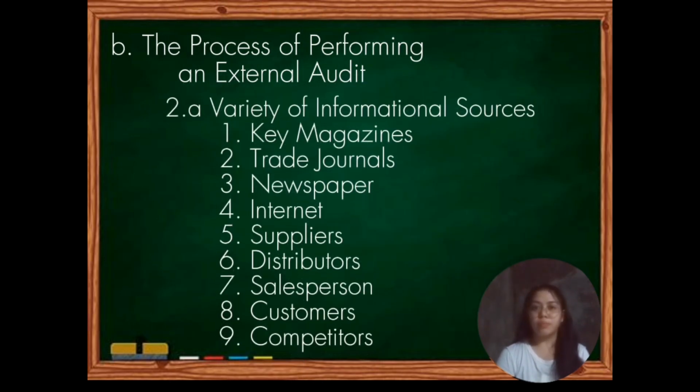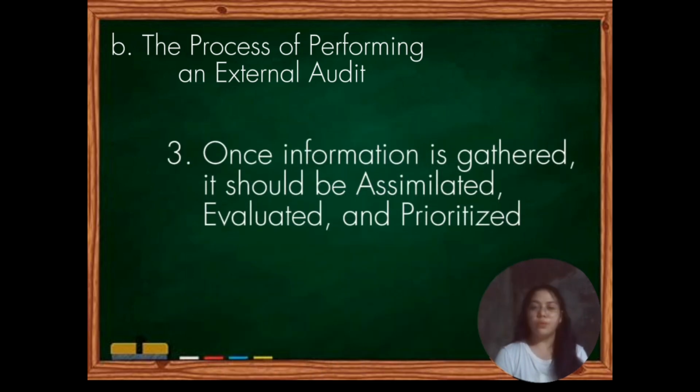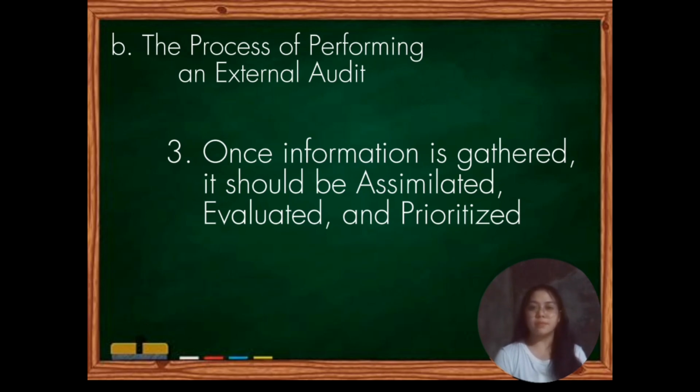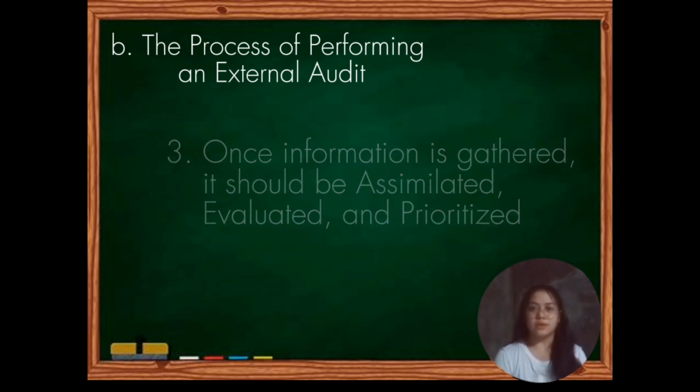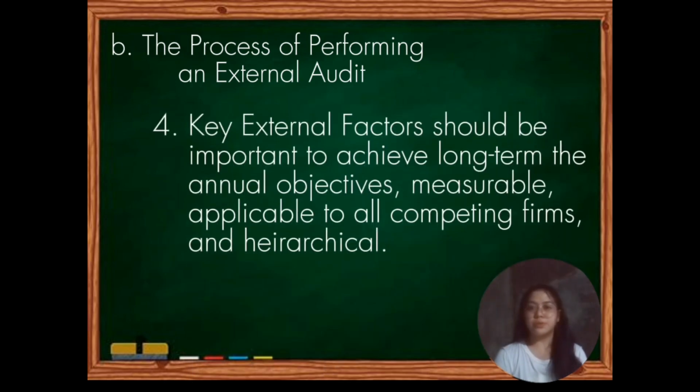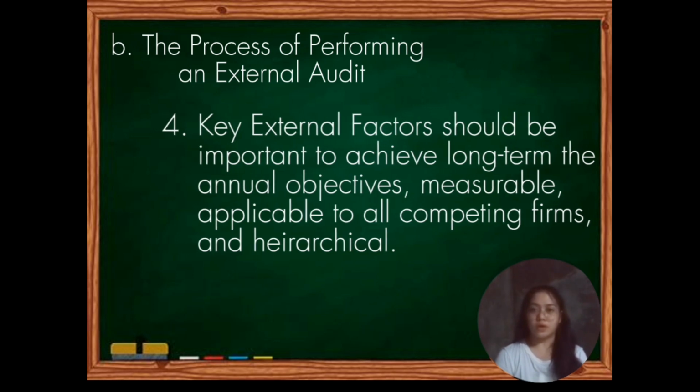Individuals may be required to keep monitoring a variety of information sources, such as key magazines, trade journals, newspapers, the internet, suppliers, distributors, salespersons, customers, and competitors. Once information is gathered, it should be assimilated, evaluated, and prioritized. Key external factors should be important to achieving long-term and annual objectives, measurable, applicable to all competing firms, and hierarchical in the sense that some will pertain to the overall company while others will be narrowly focused.